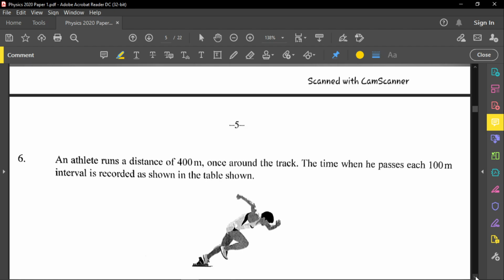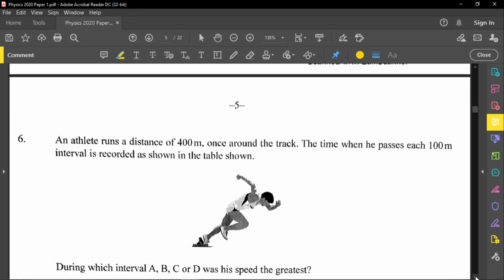For question number 6, it says an athlete runs a distance of 400 meters once around the track. The time when he passes each 100-meter interval is recorded as shown in the table below. Now, just to point out something right here, if the athlete starts at a point at the starting line and ends at the starting line, then there is no displacement, okay? Just to make a point there. If you start somewhere and end at the same place, then there is no displacement at all, okay?